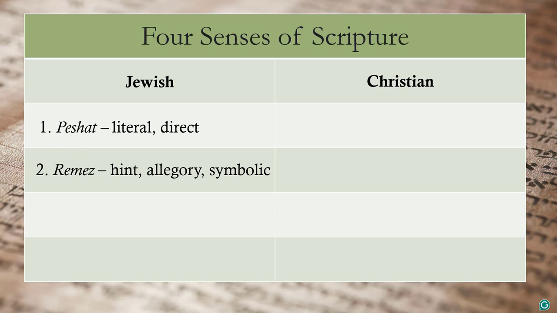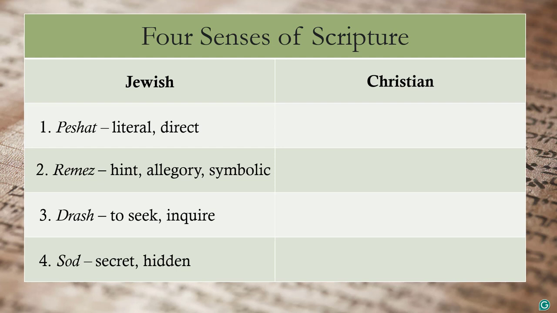Then we have drash. Now, you guys are already familiar with this, you just don't know it yet. Drash means to seek or inquire. It's a parable. A parable is a drash. Midrash is what it's called. And then the last one, sod, which is often translated secret or hidden, but I'll show you there's a nuance to it in a minute. So these are the Jewish four.